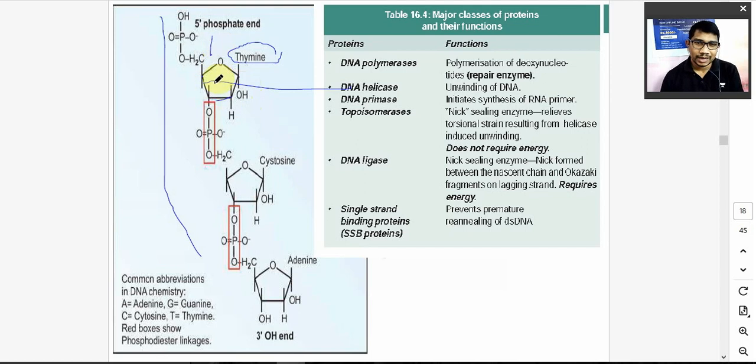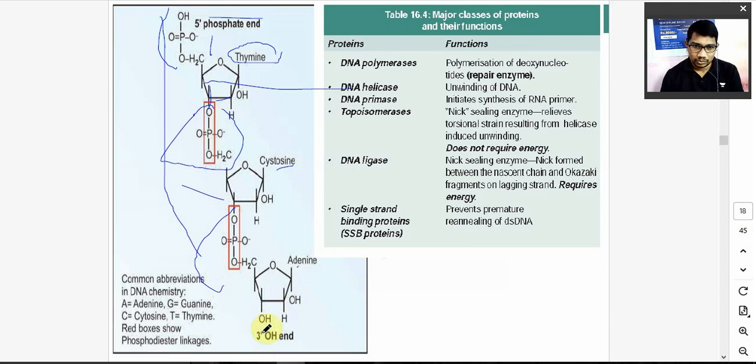Now at the carbon number 5 of pentose sugar, there is an attachment of a phosphate group, and this end is known as the 5' phosphate end. Now at the third carbon of your pentose sugar, again there is a phosphate bond formation, phosphodiester bond, with another nucleotide, cytosine. Okay, so in this similar way again a bond in this.